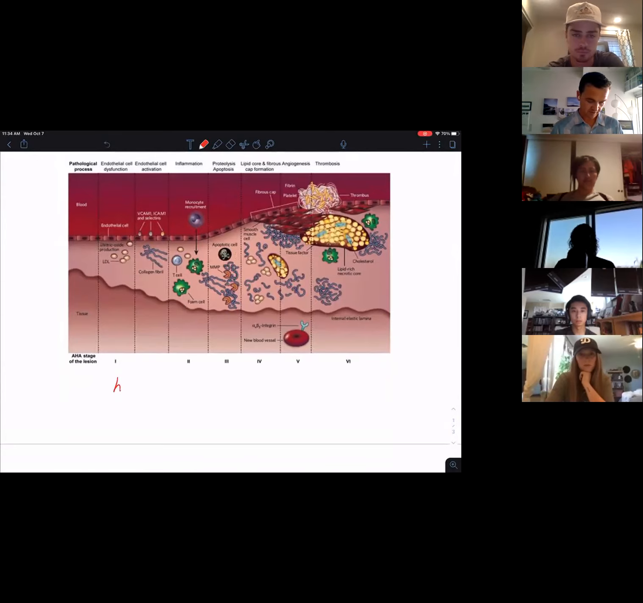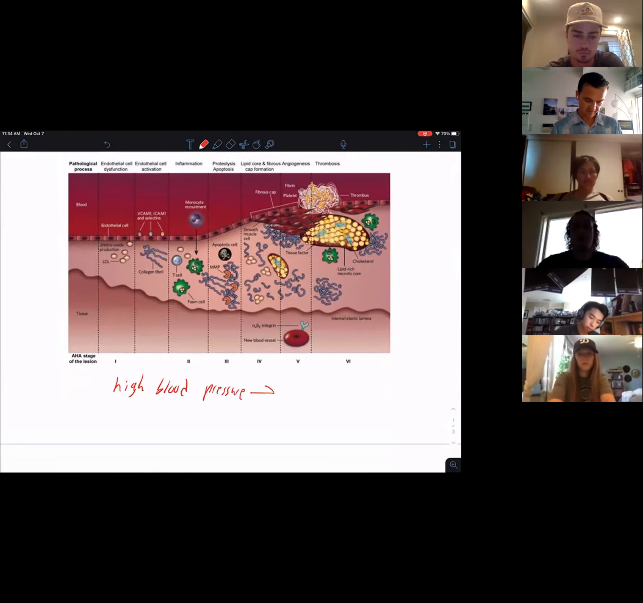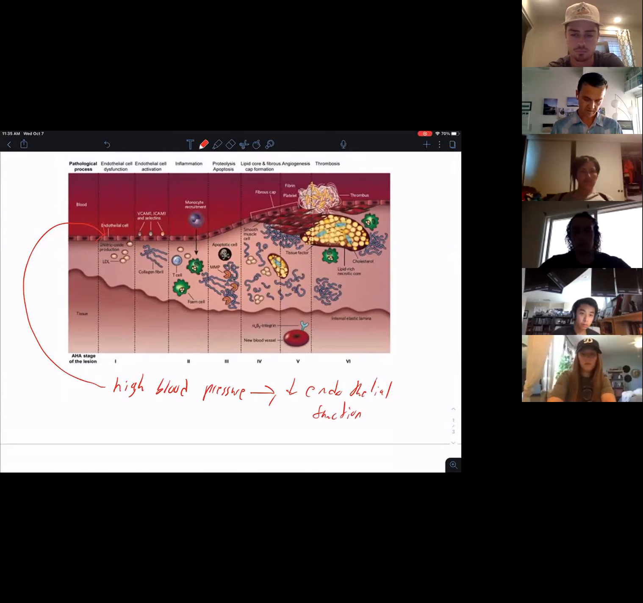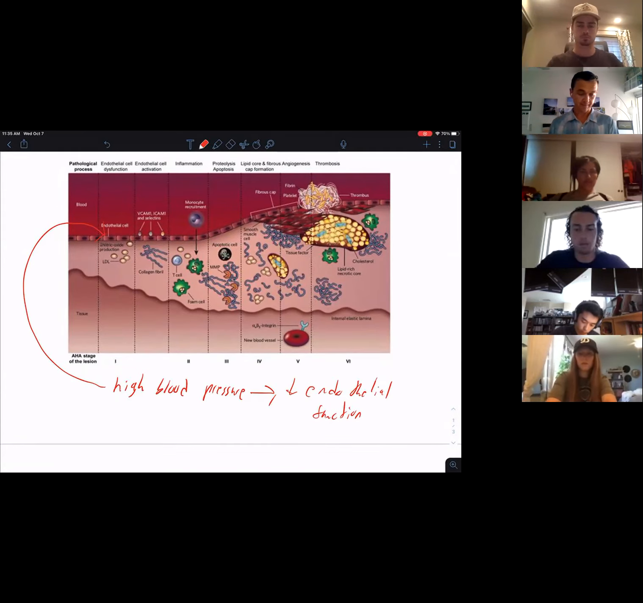is high blood pressure. The effects of high blood pressure are pretty much directly decreasing endothelial function. So high blood pressure damages endothelial cells, which leads to less nitric oxide release and an overall decrease in endothelial function, and it just goes down from there. That's just one that doesn't typically show up there.